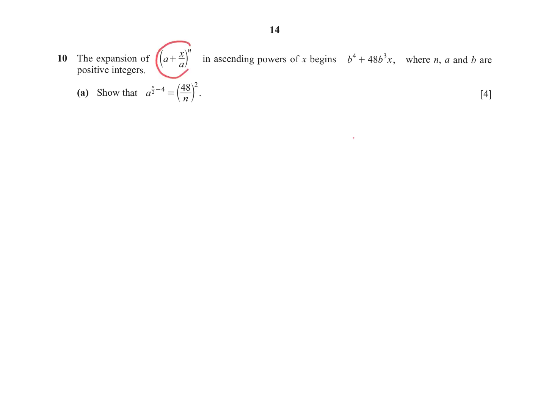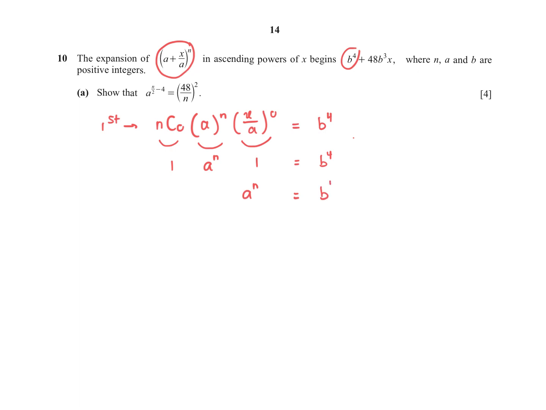First expansion of this is equal to nC0 a to the powers of n, x over a to the powers of 0. And this first term is equal to b to the powers of 4. Let's simplify. nC0 is 1, a to the powers of n is itself, x over a to the powers of 0 is 1. So I have a to the powers of n is equal to b to the powers of 4. This is my first equation.